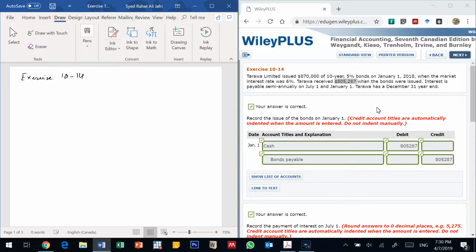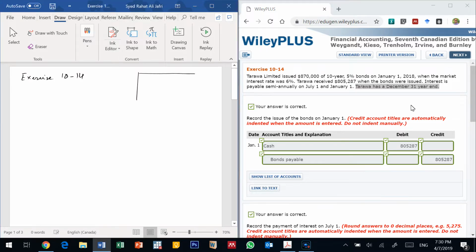And so Tarawa received not $870,000, which they wanted to, which was the face value of this bond, but they received $805,287. And the interest is paid semi-annually in July and January, and the year end for Tarawa is December 31st. So it's a 10-year bond. So let's make the bond again.